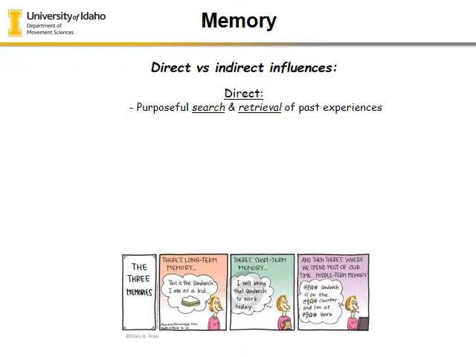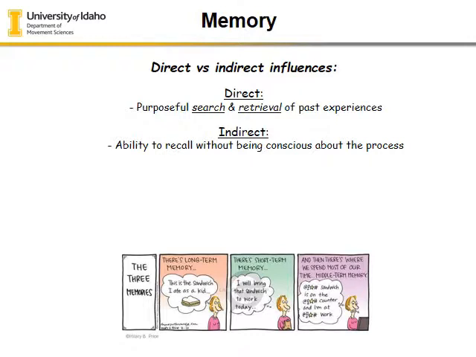The idea is we have direct memory, which is a purposeful search and retrieval of past experiences. Sometimes when I really need to think of a name or a title, I struggle a lot with that purposeful search. And then when I remove myself from it a little bit later, it just pops into my head. And so that's an idea, right?